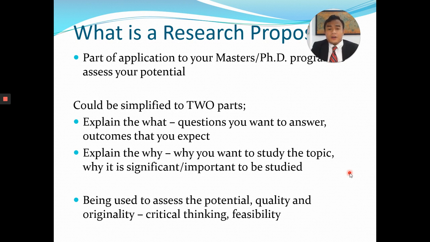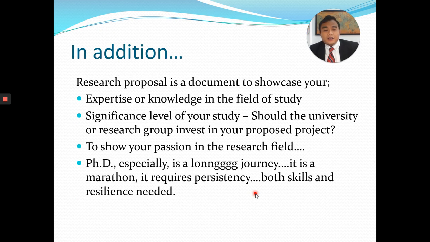And it could be simplified to two parts. First, explain the what: questions you want to answer, outcomes that you expect from your research. Explain the why: why you want to study the topic, why it is significant and important to be studied. So it is being used to assess the potential, quality, and originality, and to let you use your critical thinking and assess the feasibility of your research project.